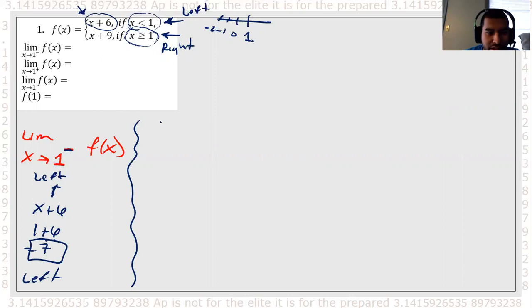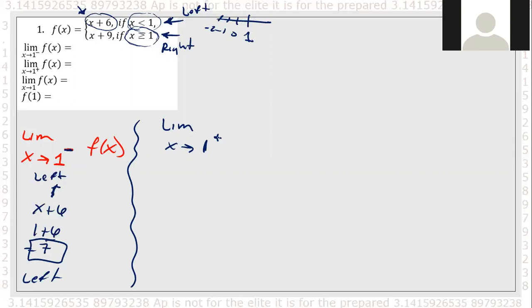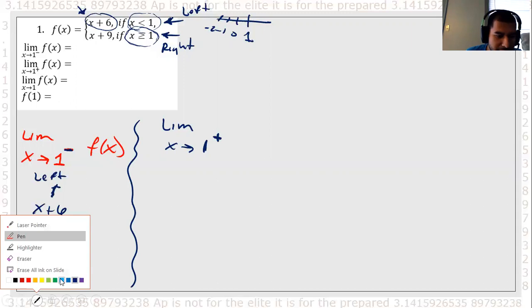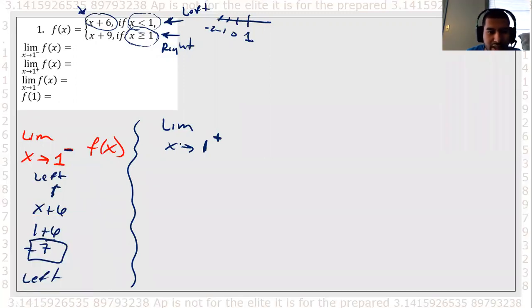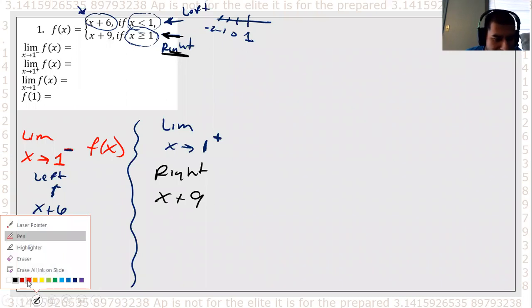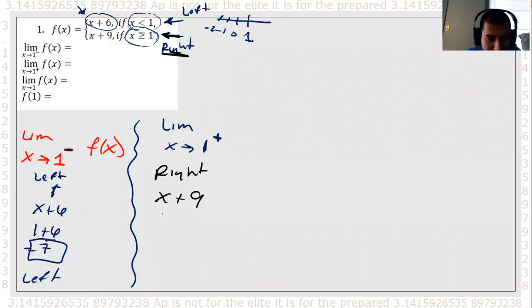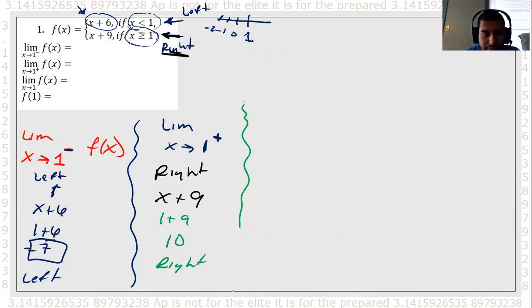All right, let's try the next one. The limit as x approaches 1 from the plus exponent. So the plus exponent, we just said, is from the right. That means I'm going to use the second one, right? The second one says it's from the right. It's going to be this one. So I'm using x plus 9, where my x is the value 1. So it's going to be 1 plus 9. That is 10. That is from the right. Any questions so far?